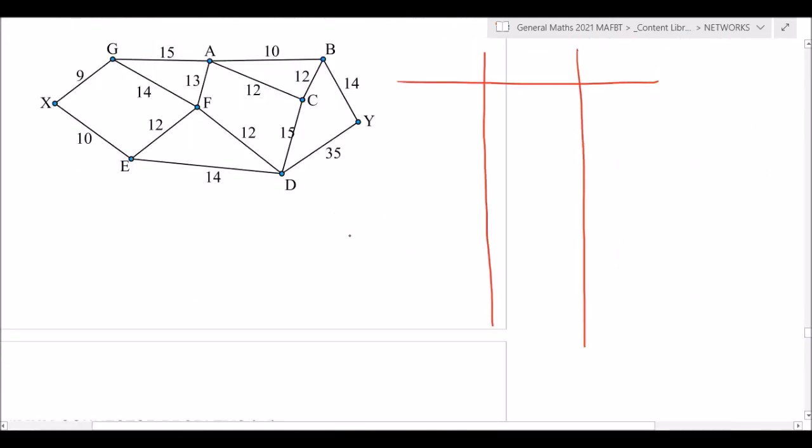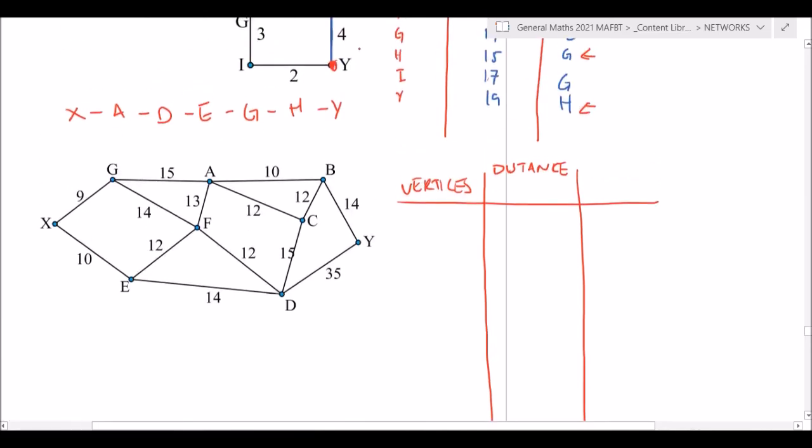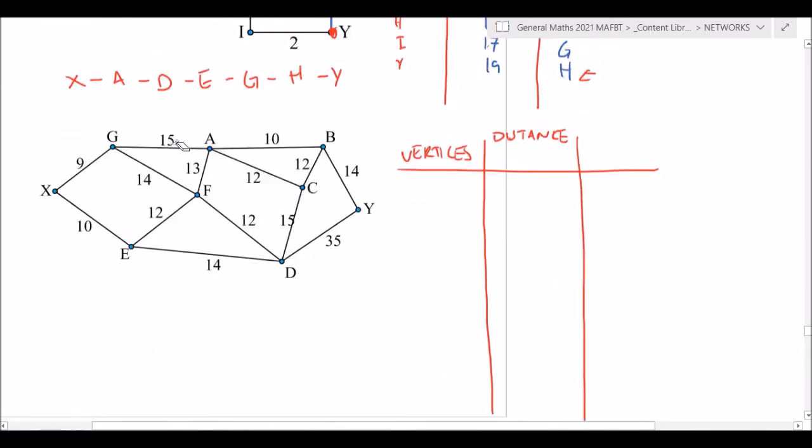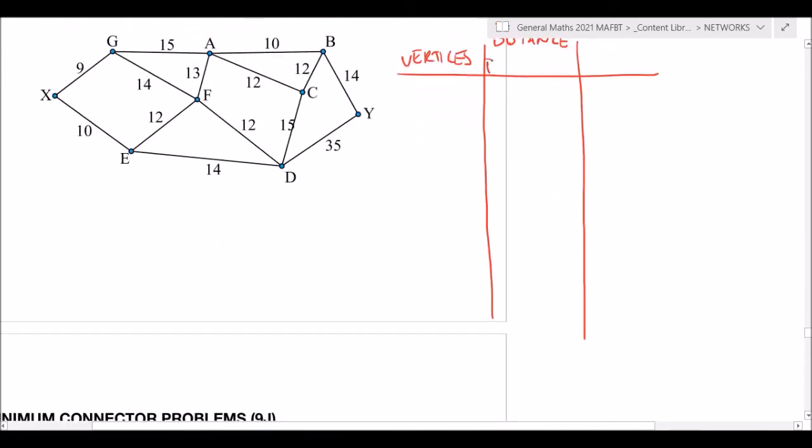All right, let's try one more example just to help you guys understand how this Dijkstra method works. So I've drawn my 3 columns here. First column, you've got your vertices. Second column, remember it's the distance from the first vertex, or the starting vertex. In this case, we're trying to get from X to Y, according to the question here. So distance from the X vertex, and here is the previous vertex. And this will show us the quickest path to go from one vertex to the other.